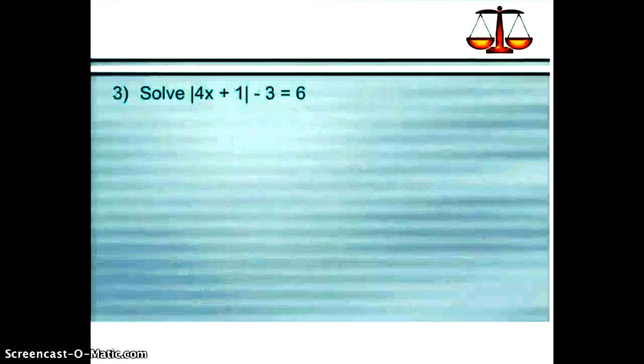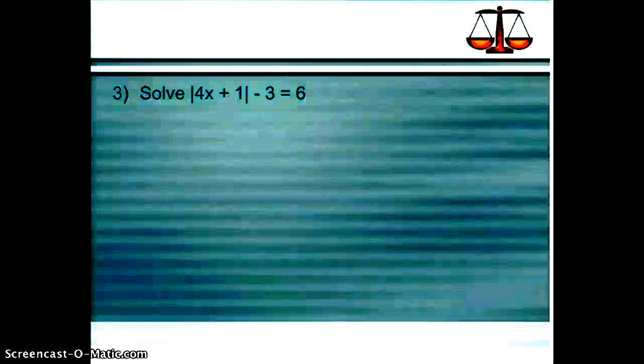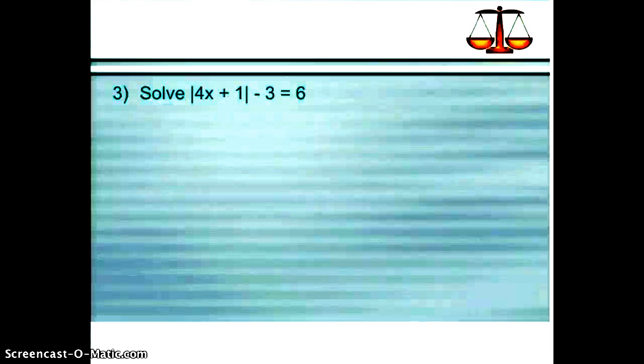This one, if you can, try it on your own, and then I will also show you how to work it out. Okay, but pause, see if you can get it right.